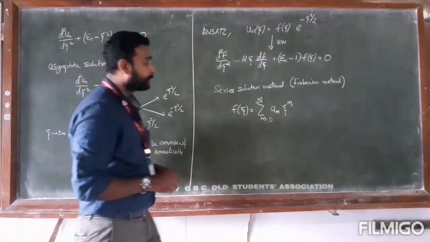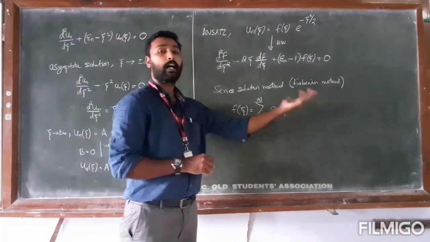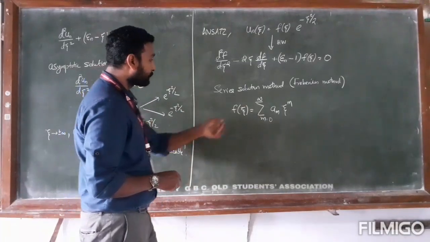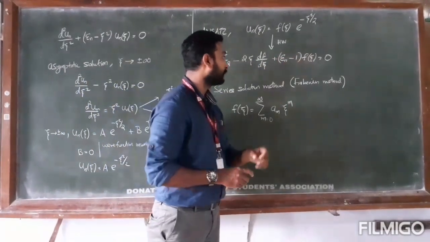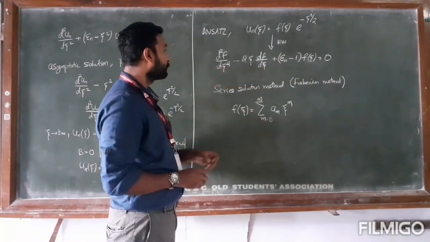Now I can find the conditions on a_m. If you know the condition of a_m, I get the solution. So what are the conditions for a_m? For that, just substitute the f of theta form into this particular differential equation. So we have f of theta, df by d theta, and d square f by d theta square.